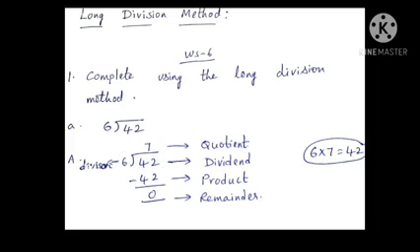6 into 7, what are we doing? We are doing the product. 6 into 7, so this 42 is called the product. This 0 is called the remainder. This 6 is called the divisor. Why do we call this 6 the divisor? Tell me, children. The number by which we divide. This 7 is called the coefficient. This 42 is the dividend. This 42 is the product. 0 is the remainder.